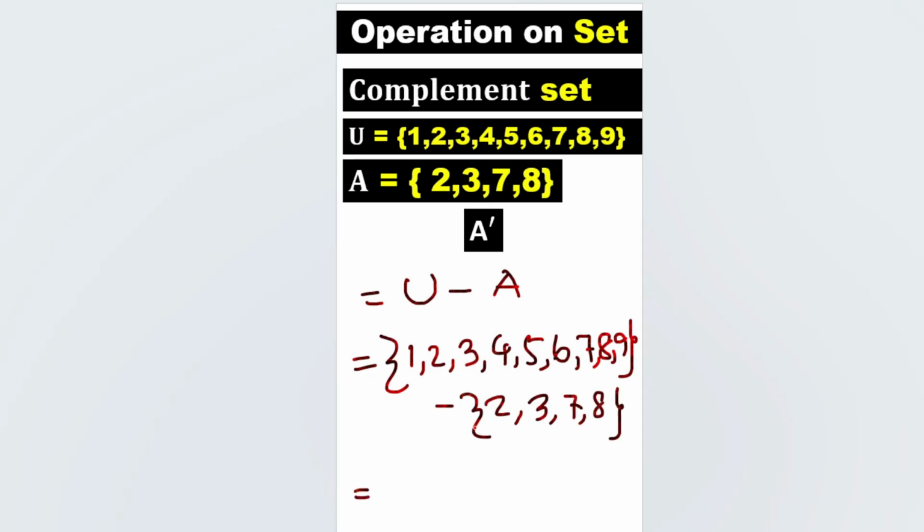Now we will subtract those elements which are common. So here is 2, here is 2, here is 3, here is 3, here is 7, here is 7, here is 8, here is 8. So we can write {1, 4, 5, 6, 9}.